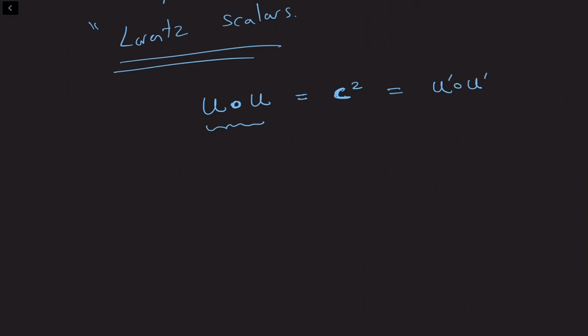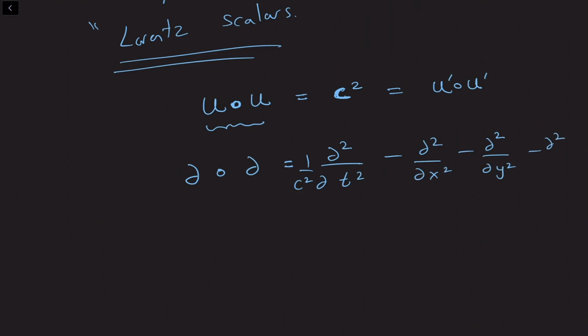And similarly, we can find out what we get when we calculate partial circle partial. And this we can write out explicitly. It would be partial square partial t square times 1 by c square, minus partial square partial x square, minus partial square partial y square, minus partial square partial z square. So this is called a wave operator, because many wave equations, for example the wave equation for light, can be written in terms of this operator.